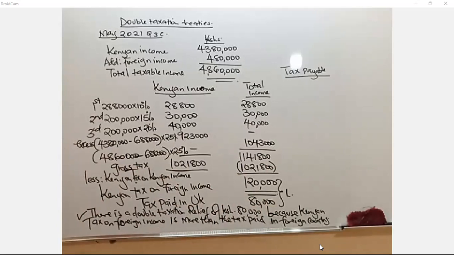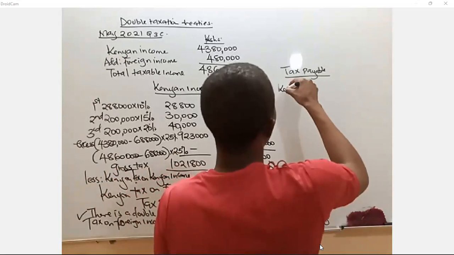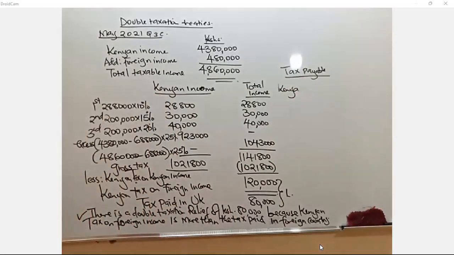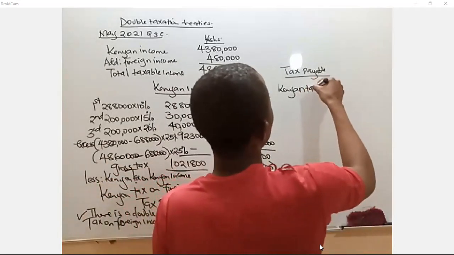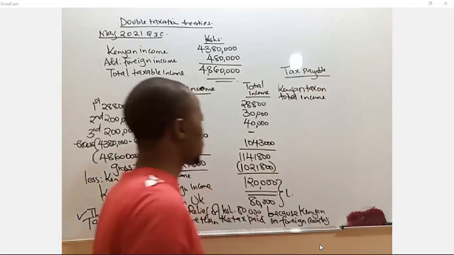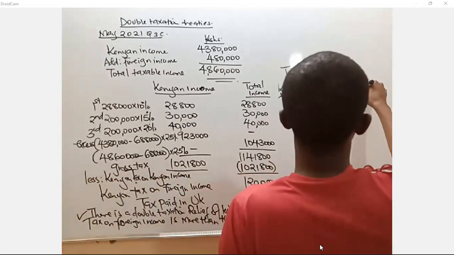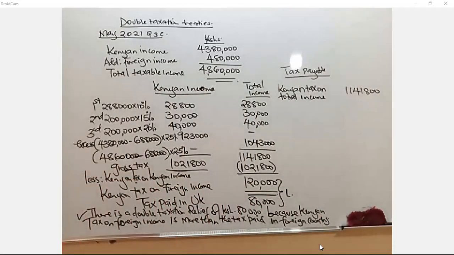So to calculate your tax payable, right? Let me take the Kenyan income. Let me put it this way: Kenyan tax on the total income. Now we are going to be taking 1,141,800, right? Then that is the total income which is subjected to taxation.